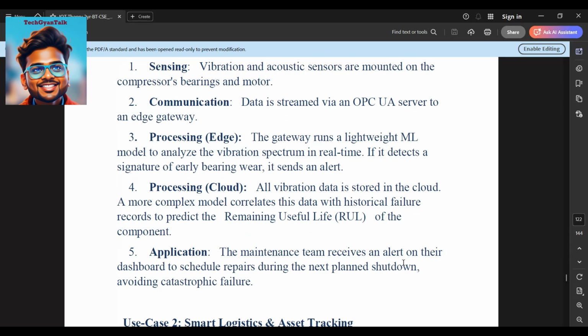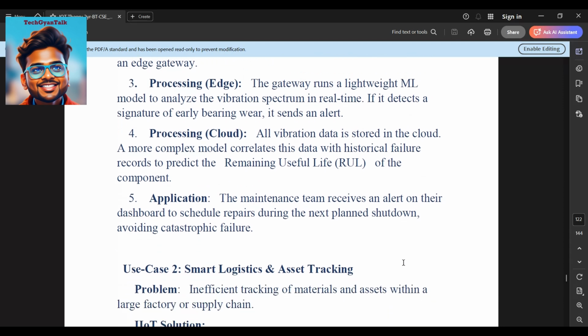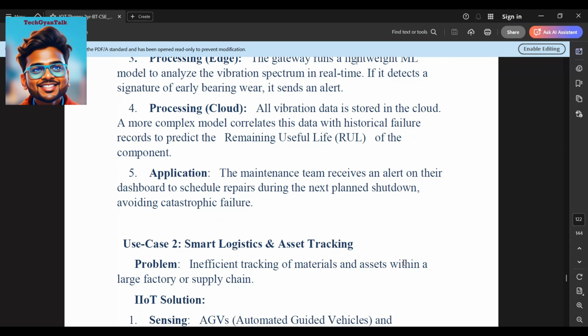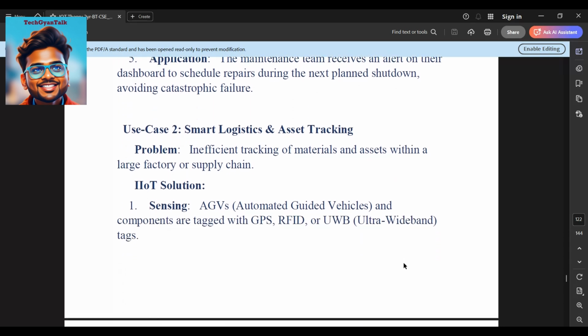A more complex model correlates this data with historical failure records to predict the remaining useful life, RUL, of the components. In applications, the maintenance team receives an alert on their dashboard to schedule repairs during the next planned shutdown, avoiding catastrophic failures. Use case two: smart logistics and asset tracking.